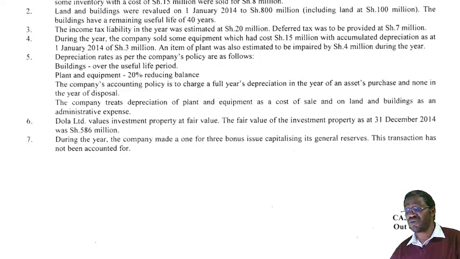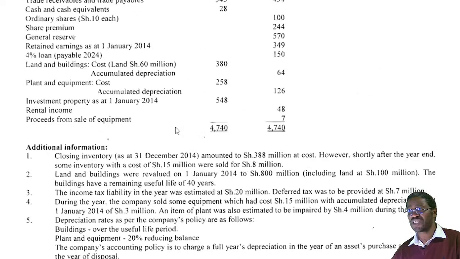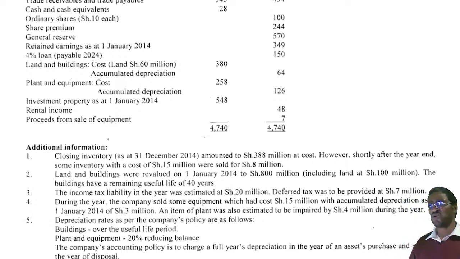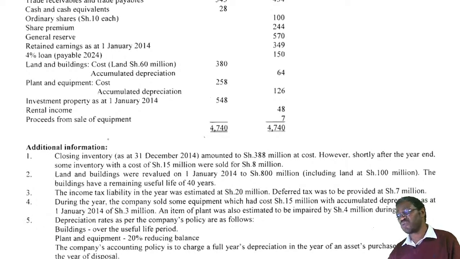We are told by note number 4 that the company disposed of an equipment. So let's go to the trial balance and see how much that equipment was. Good. From this trial balance, just below the land and buildings, I can see there is an asset called plant and equipment, which had a cost of 258 million, and that plant and equipment had an accumulated depreciation of 126 million. Good. So first we use those two.